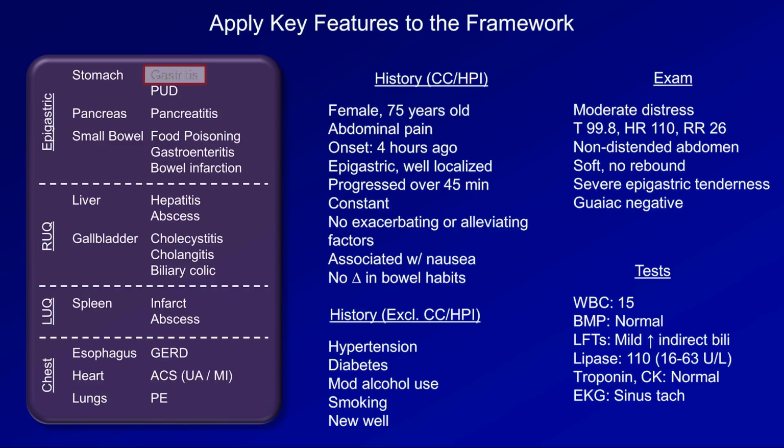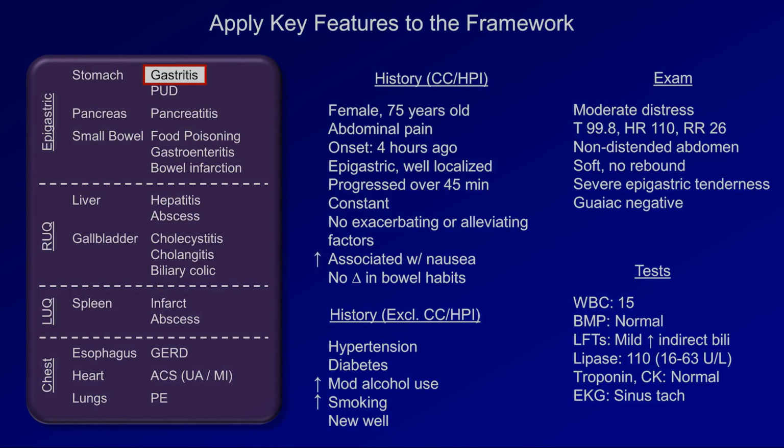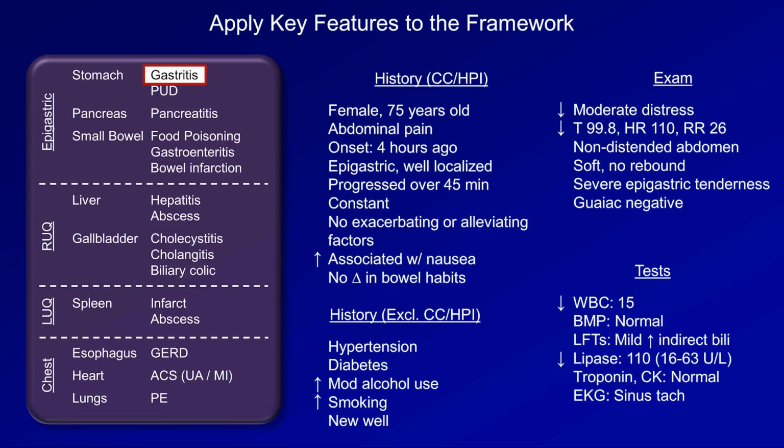So first up is gastritis. The patient has some risk factors for gastritis with her alcohol use and smoking, so these increase the probability of this diagnosis. Also, gastritis can be associated with nausea. Arguing against this diagnosis is the borderline fever, which gastritis does not cause, along with the leukocytosis and elevated lipase. And she simply sounds just a little bit too sick for this diagnosis.